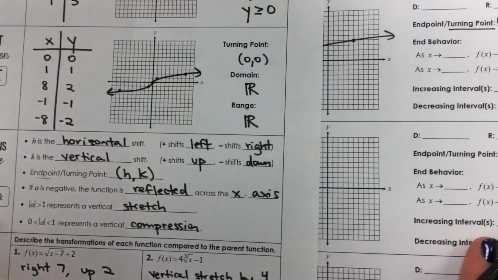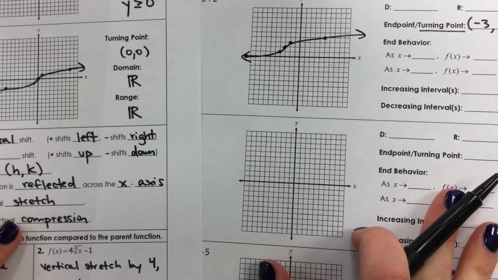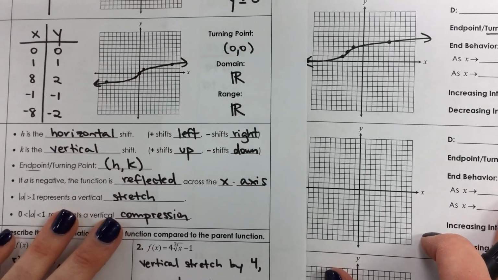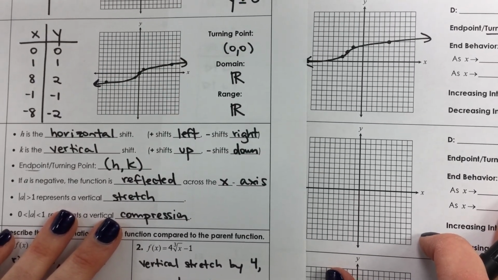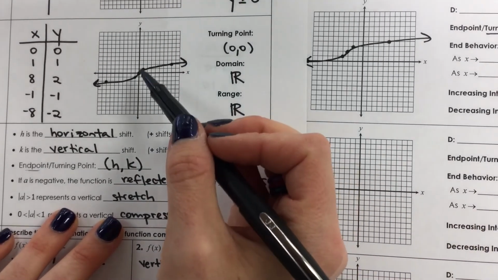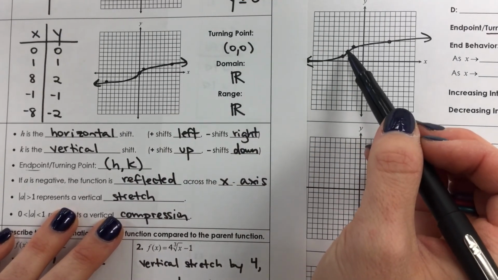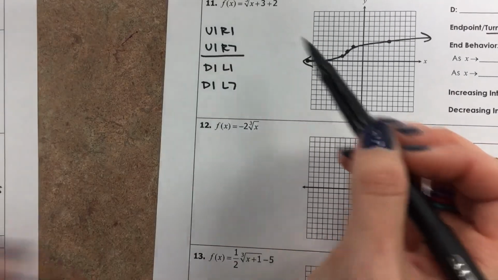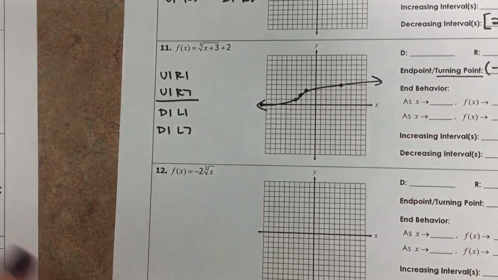So notice, here's the original. Here's our new one. They look the exact same. It's not any stretchier. It's not upside down. The only difference is this one starts at the origin. This one starts left 3 and up 2, just like our transformation said we were supposed to.